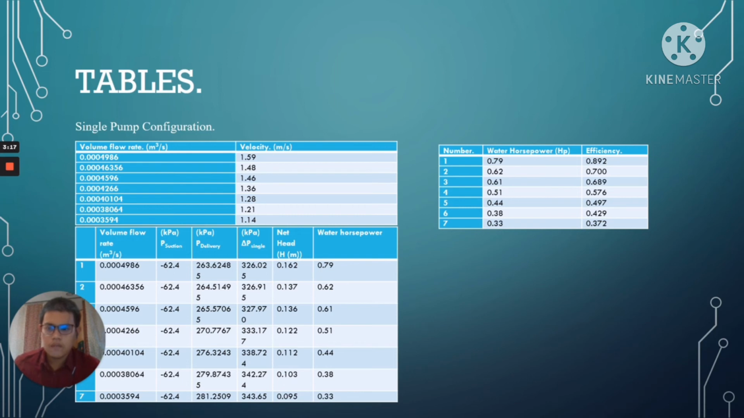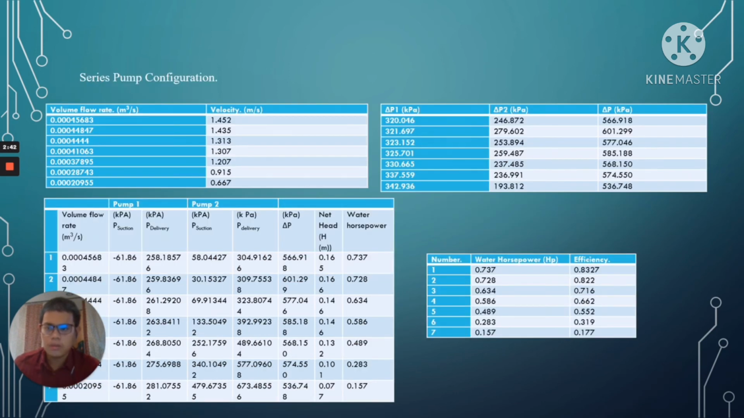We calculated the velocity first, then we calculated the pressure difference for the single pump configuration, and the doctor can look at the detailed calculation in our report. We get the highest net head for the single pump configuration at the highest volume flow rate. The highest efficiency of the pump is also at the highest volume flow, which is 0.892. So we move on to the series pump configuration.